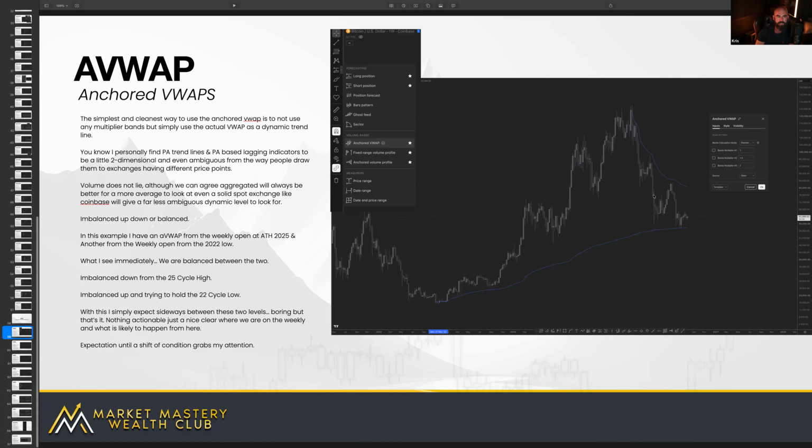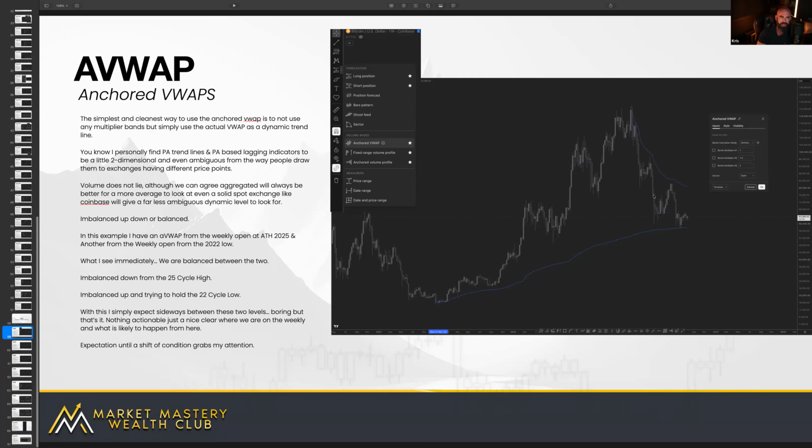You know, I personally find PA trend lines and PA-based lagging indicators to be a little two-dimensional and even ambiguous, from the way people draw them to exchanges having different price points. So obviously if you draw a trend line, 3 touches creates a trend line, but if you're using different exchanges and it's over several years, then all of a sudden that trend line can be out by thousands of dollars. So I just think it's stupid, to be honest.